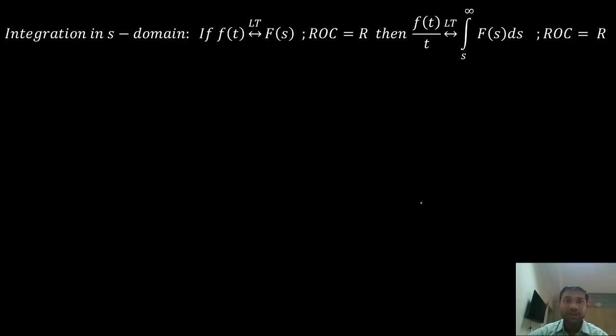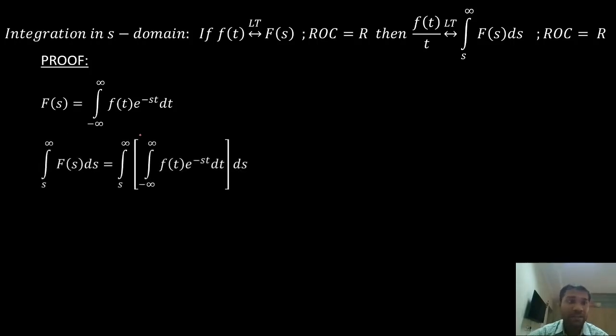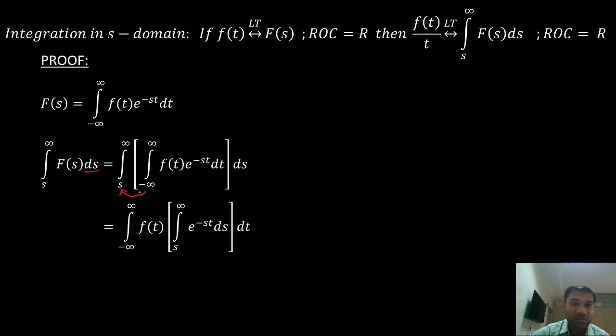Then integration in S domain. Integration in S domain we have: I'm taking f of s and integrating it from s to infinity with respect to s. I'm integrating with respect to s, and the limits are now s to infinity. Now here I'm interchanging these two integrations, right? Integration from minus infinity to infinity of f of t and s to infinity of e power minus st ds and dt. Basically what I'm doing is separating the t terms completely and the s terms completely.